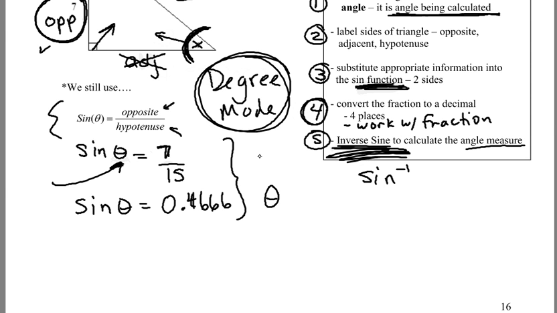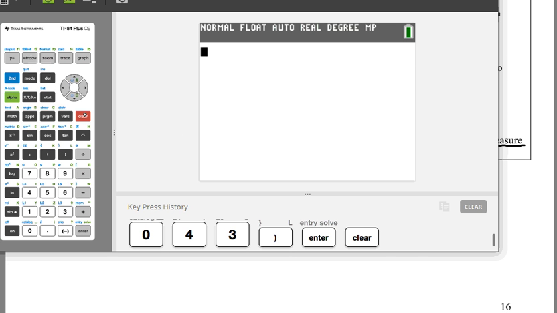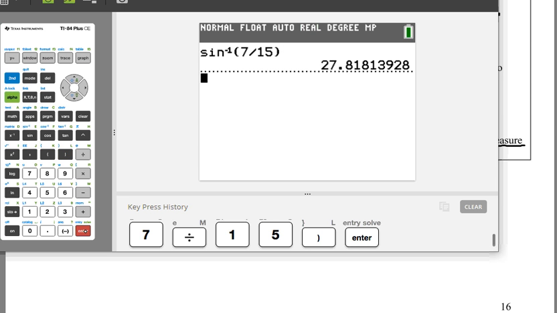7 over 15, or the sine theta of 0.4666. So what do we want? Find an angle, second function sine, and we're doing 7 divided by 15, which is the fraction form. 27.8, or a 28 degree angle.